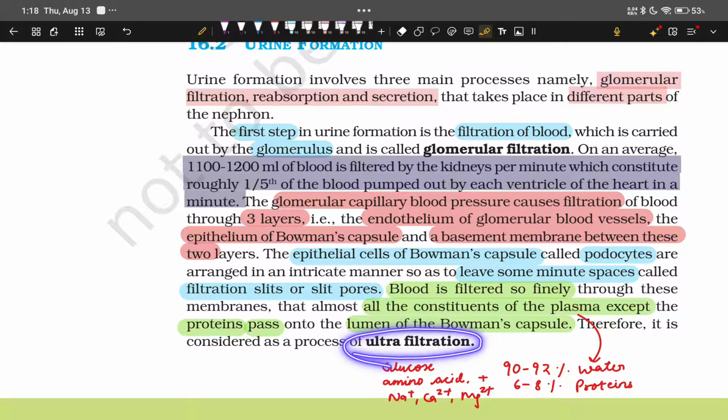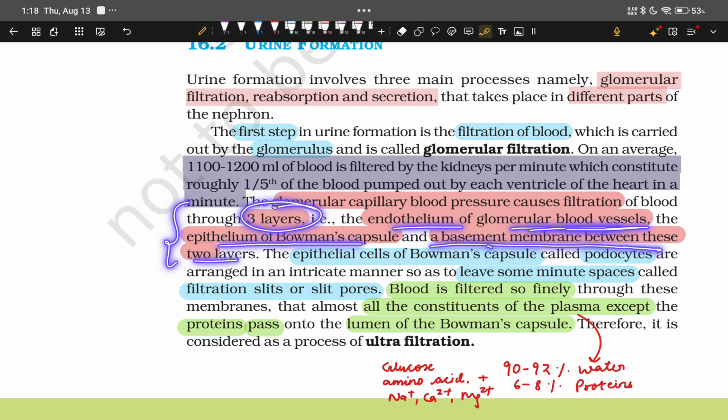So this is called ultrafiltration. Why? Because blood is filtered so finely. Why is it filtered so finely? First of all, because it is going to pass through three layers: the endothelium of the glomerular blood vessel, the epithelium of Bowman capsule, and the basement substance between these two, which consists of the basement membrane of the glomerular blood vessel and the basement membrane of the epithelium of Bowman's capsule as well. So the first reason is this.